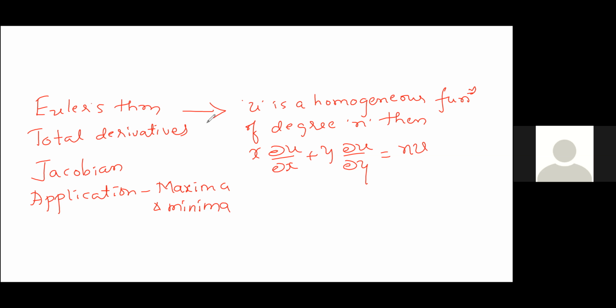So whenever the function depends on more than two variables, it will become x dou u by dou x plus y dou u by dou y plus z dou u by dou z, which will be equal to n u. Right?